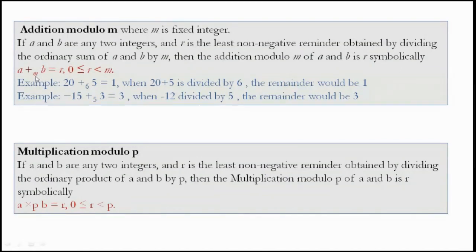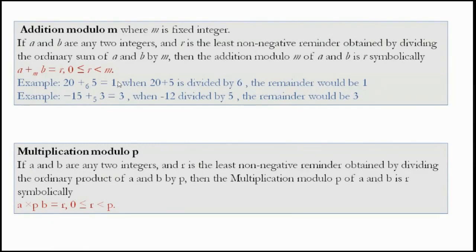So a plus modulo m b is equal to r, and this r will always fall in the range 0 to m minus 1. So here it is less than m, not equal to m. That means it will come up to m minus 1. Assume that b is 31, then a plus b, 20 plus 31 is 51. 51 modulo 51 is 0. That is the reason 0 is less than or equal to r, meaning r can also equal 0, but it will come up to m minus 1.